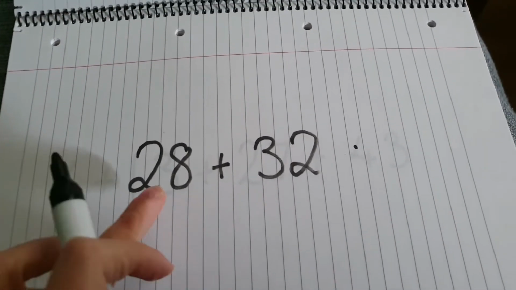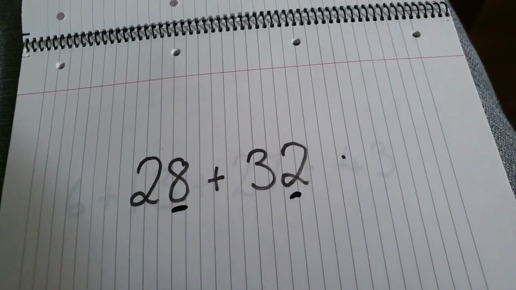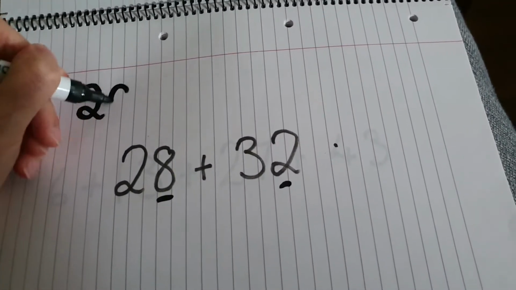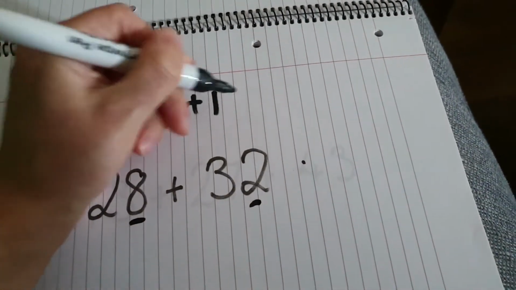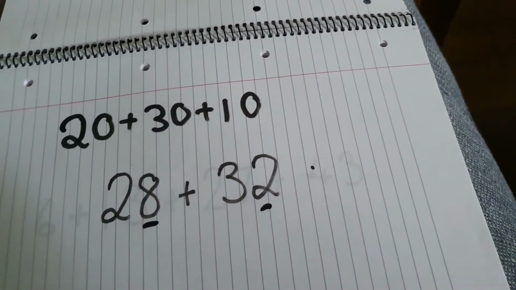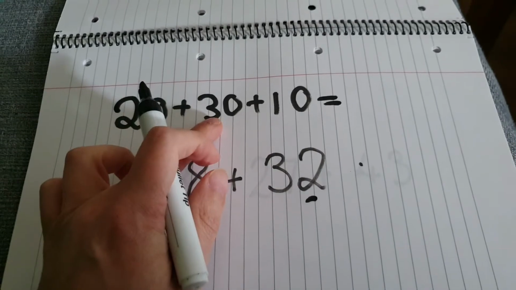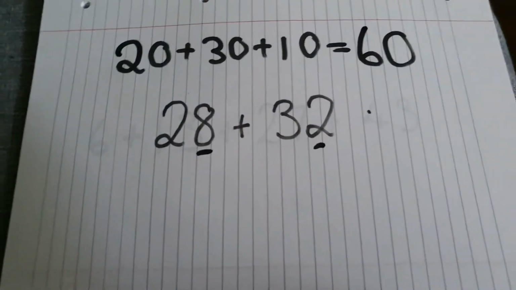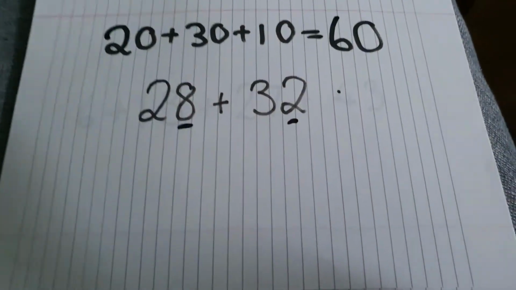Right, well, the first thing to spot here is that there is a number bond. 8 and 2 make 10. So what I could do is I could turn this into 20, add 30, add 10 by putting those together and separating them from their numbers. Then all I have to do is add the 10s, which is 20, add 30, 50, 60. 60 is the answer.